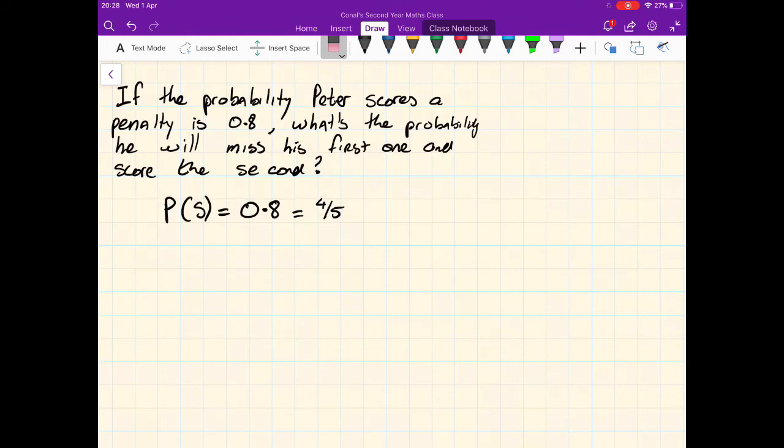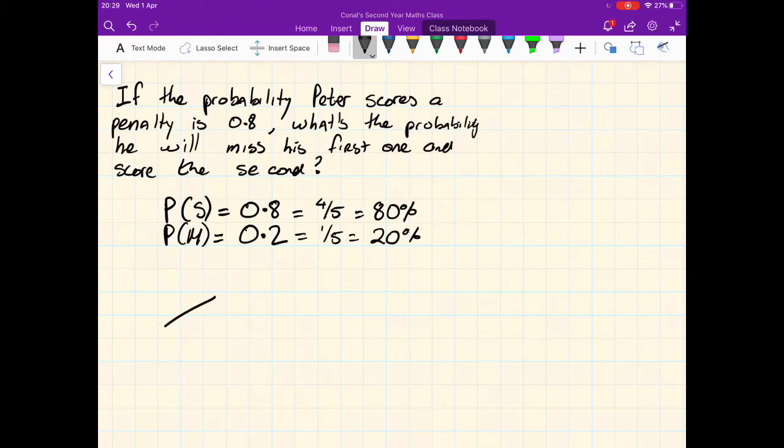In our next scenario, we're looking at the probability that Peter scores a penalty. So the probability he scores a penalty is 0.8. We want to find the probability he will miss his first penalty and score the second. So first off, the probability he scores is 0.8, which is also 4/5 or 80%. The probability that he misses will be 1 minus 0.8, so that'll be 0.2, which again you can say is 1/5 or you can say is 20%. For tree diagrams, it doesn't really make a difference whether we use decimals or fractions.